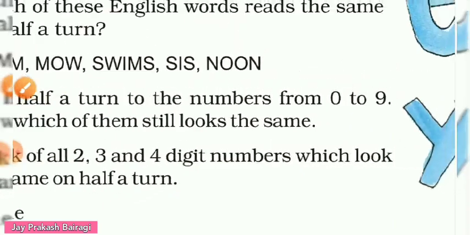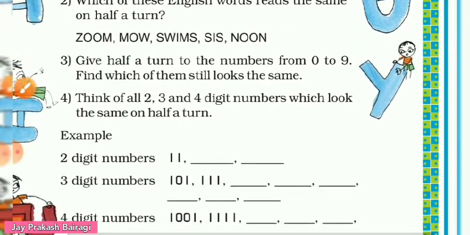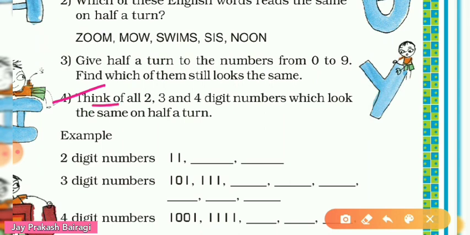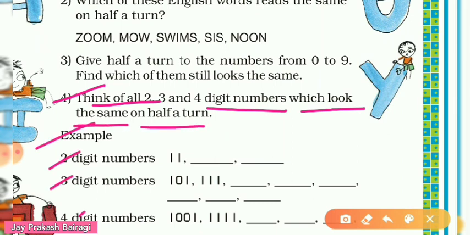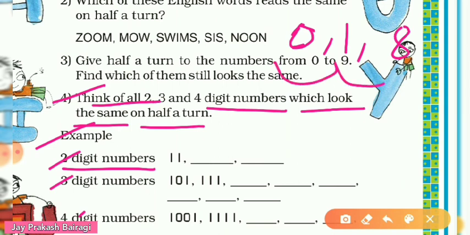Now come to the next question, question number 4. Think of all 2, 3 and 4 digit numbers which look the same on a half turn. Some examples are given here. Here are 2 digit numbers, 11. Dear students, you have to note that from 0 to 9 we have 0, 1 and 8. These three are the digits which look the same in their half turn. So only these numbers you can use to make the same number. So 11 is given here.